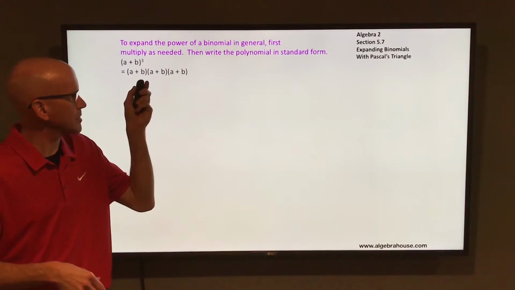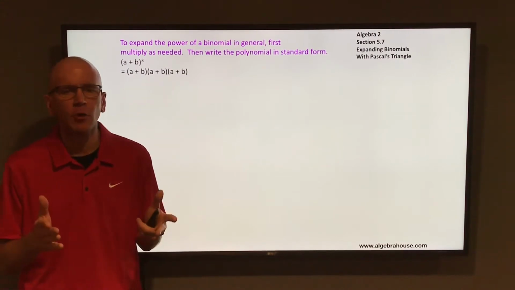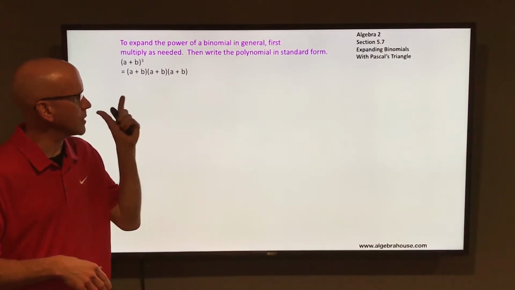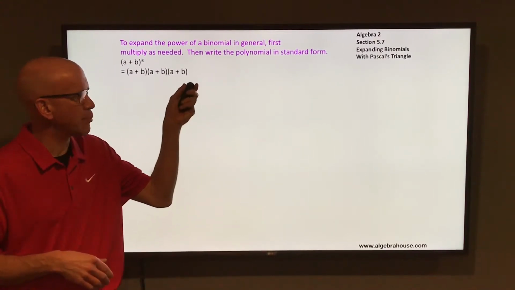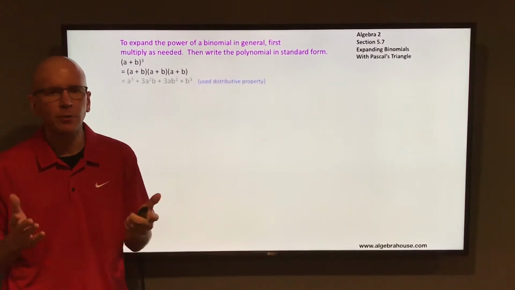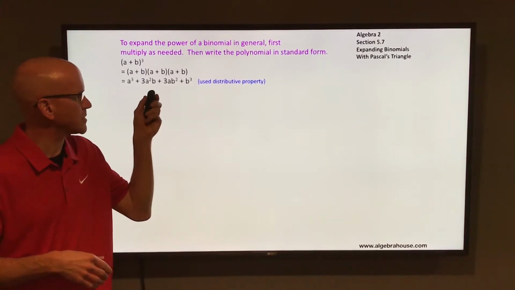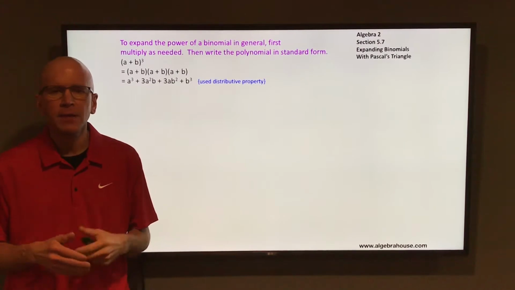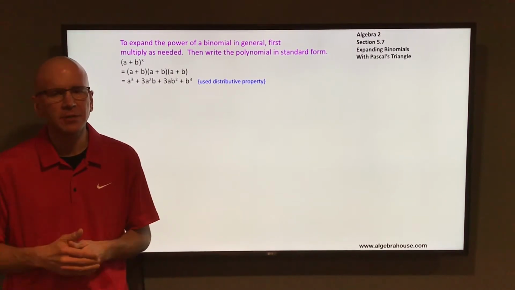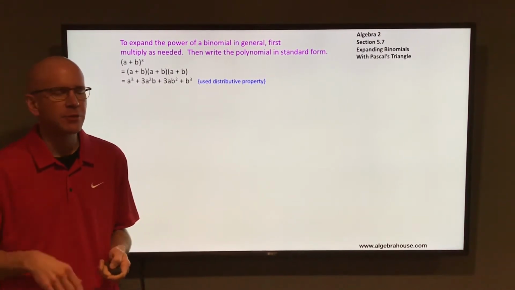So we would take (a + b) times (a + b). With that FOIL method or distributive property, you would get a squared plus 2ab plus b squared. And then you would distribute that (a + b) through that, and the final result would be a to the third plus 3a squared b plus 3ab squared plus b to the third. So there's a lot of steps to that, a lot of chances for making a mistake. There is an easier way.